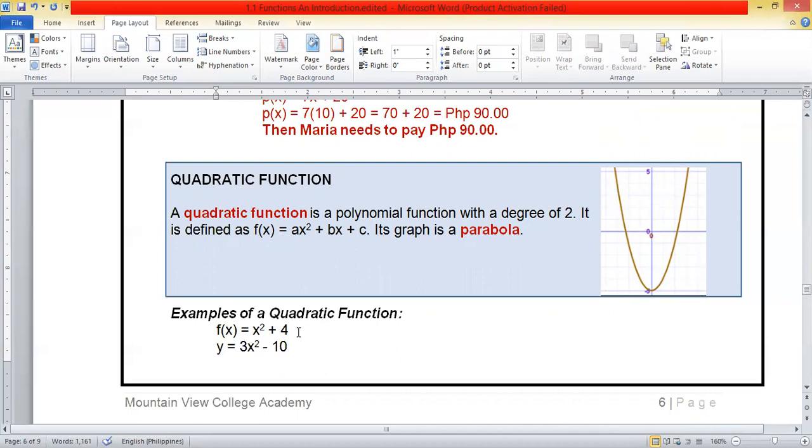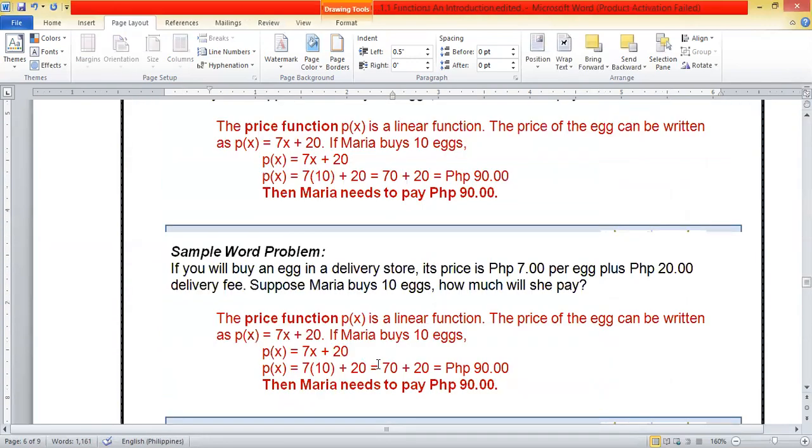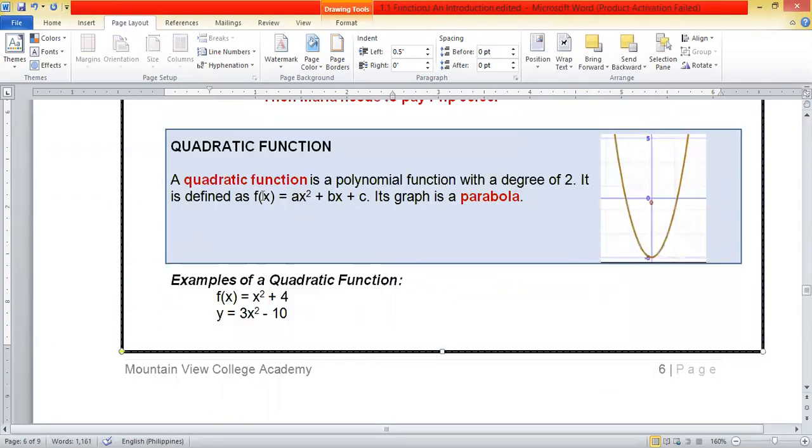Let's take some examples. What's the exponent for x? It's 2. Therefore, this is a quadratic function. In the next example, remember that f of x is equal to y. Now, what is the exponent for x? That's 2. Therefore, it is a quadratic function.